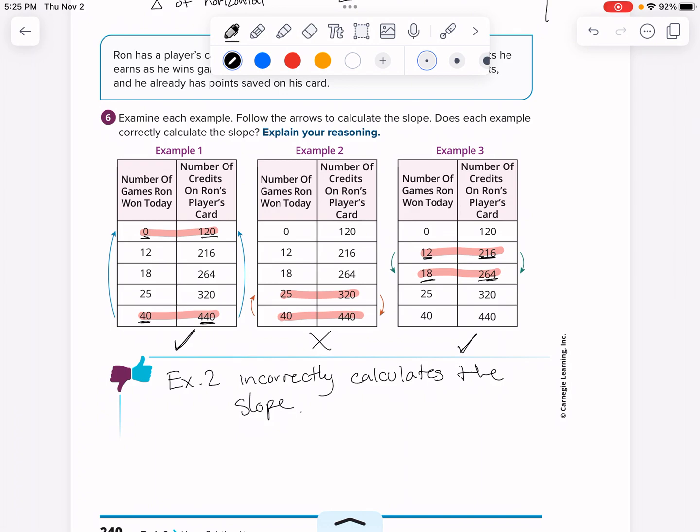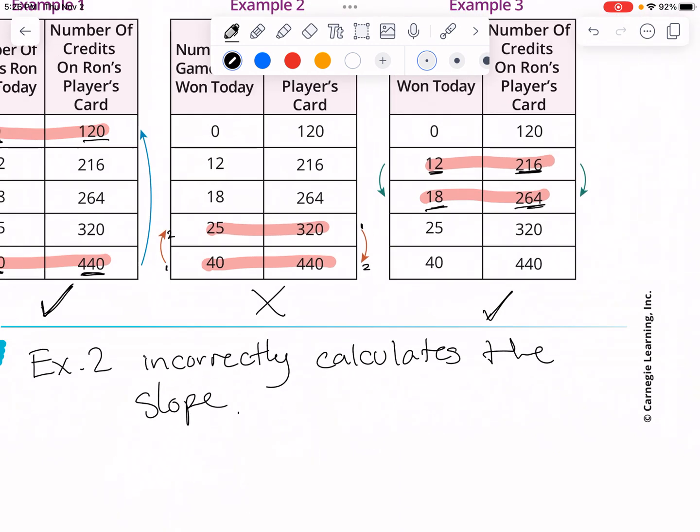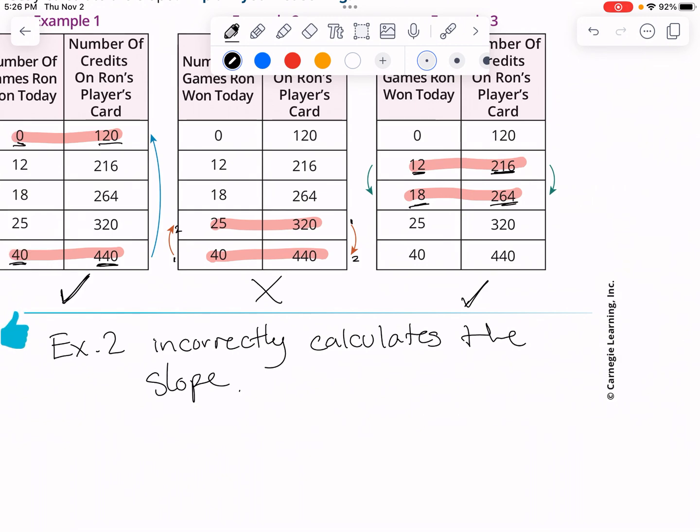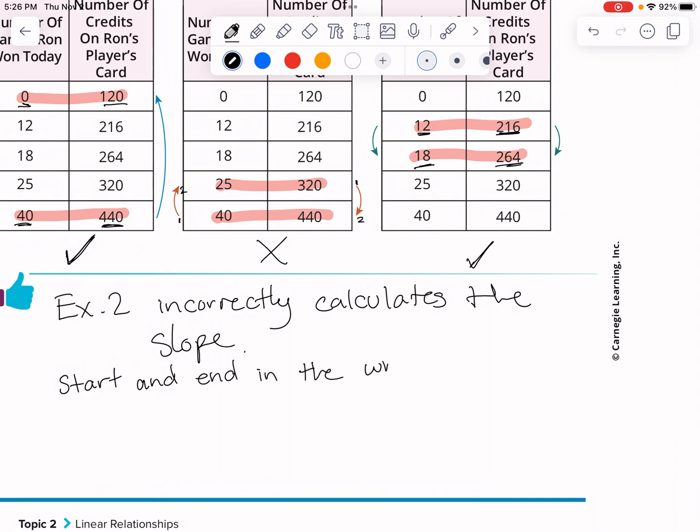Now, why is that the case? Right, the reason that it incorrectly calculates the slope is because although we're using the same rows, right? This one starts on the last one and then goes over here. This one starts on the second to last and then goes to the last. We have to begin on the same place. Otherwise, right, this would actually give us a negative or the opposite sign of what we're intended. So in this, we're just going to say we start and end in the, we'll say, wrong place.